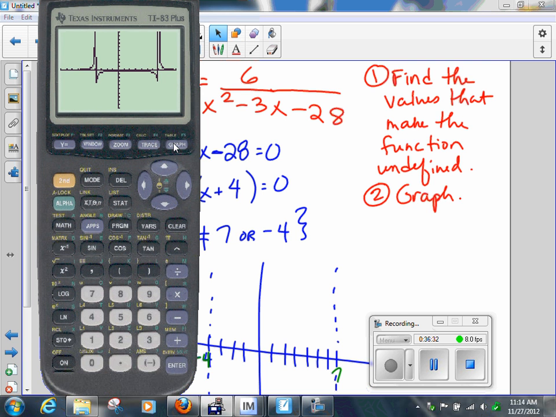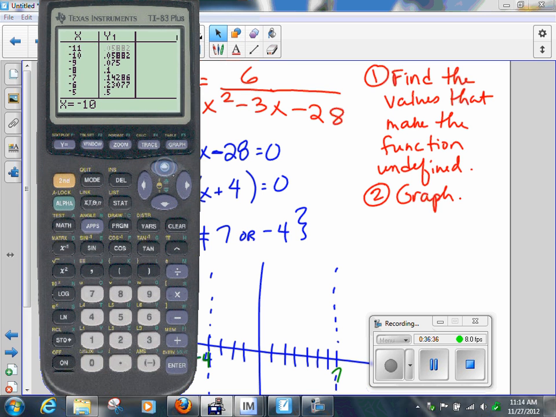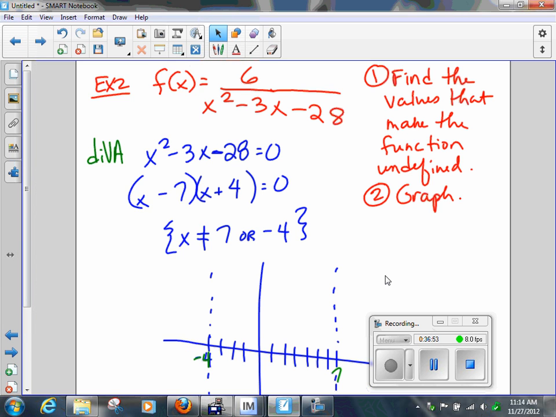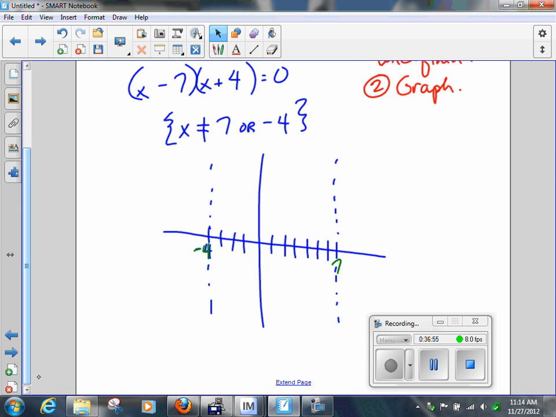Table. Go to the table and make sure. At -4, there better be an error. There better be another error where? Shoot. Yep, there it is. Right on. So now, let me go back to the graph. I've got to draw this. I'm assuming you have this correct on your paper.